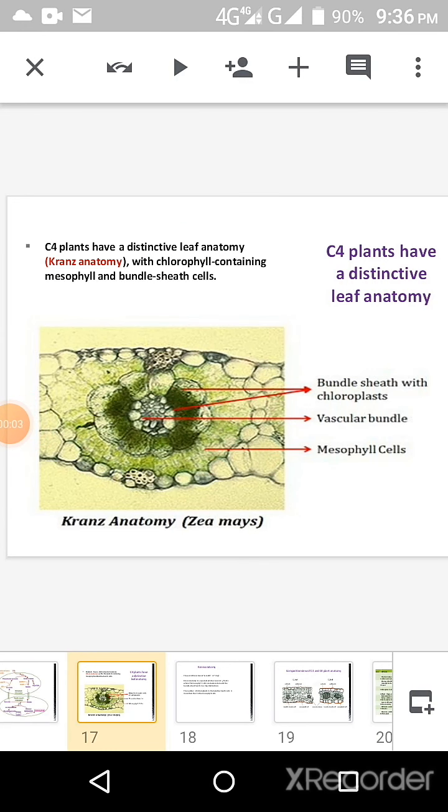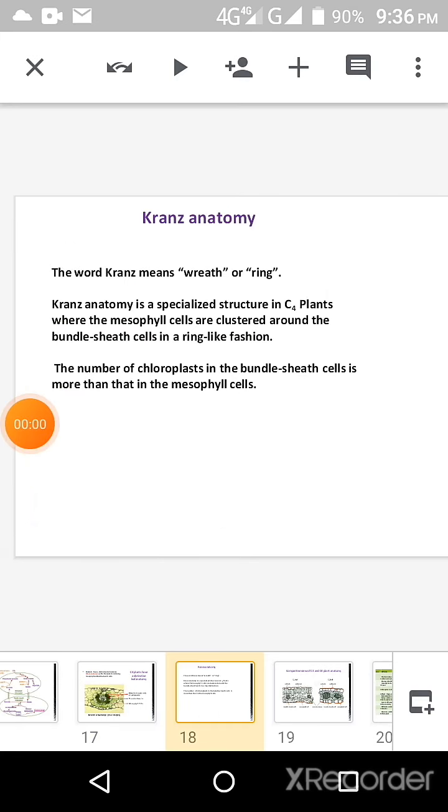C4 plants have a distinctive leaf anatomy. C4 plants have chlorophyll containing mesophyll and chlorophyll containing bundle sheath cells. This distinctive leaf anatomy of C4 plants is known as the Kranz anatomy. The word Kranz means wreath or ring. Kranz anatomy is a specialized structure in C4 plants where the mesophyll cells are clustered around the bundle sheath cells in a ring-like fashion. The number of chloroplasts in the bundle sheath cells is more than in the mesophyll cells.